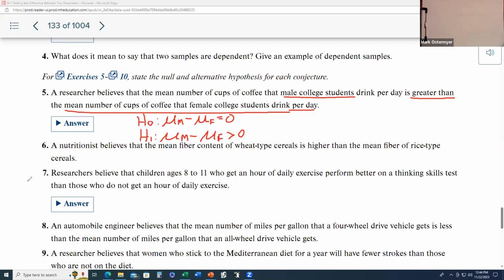All right, see if you can do problems 6 and 7 now. We'll call this classwork 1. All we want to do is just set up the hypotheses that would be tested, and that's it. All right, so try 6 and 7.